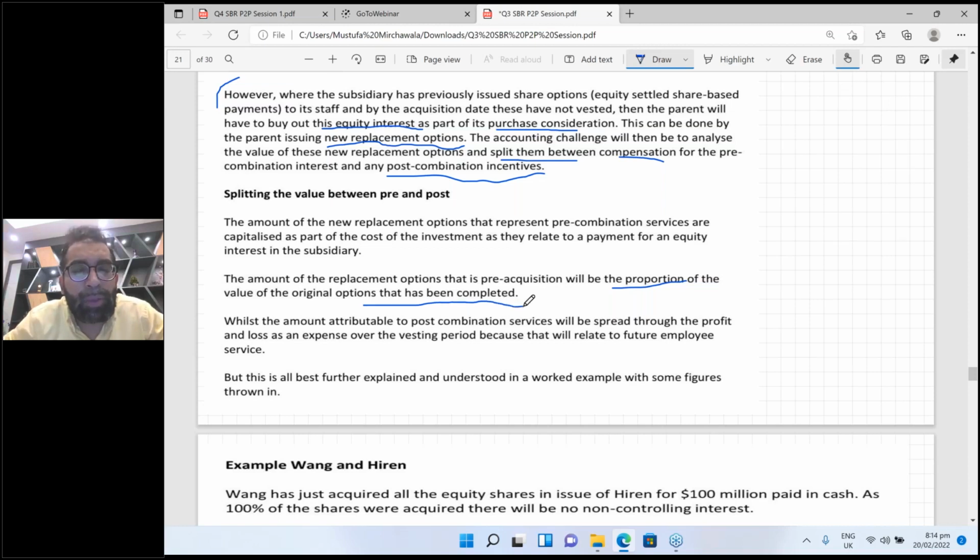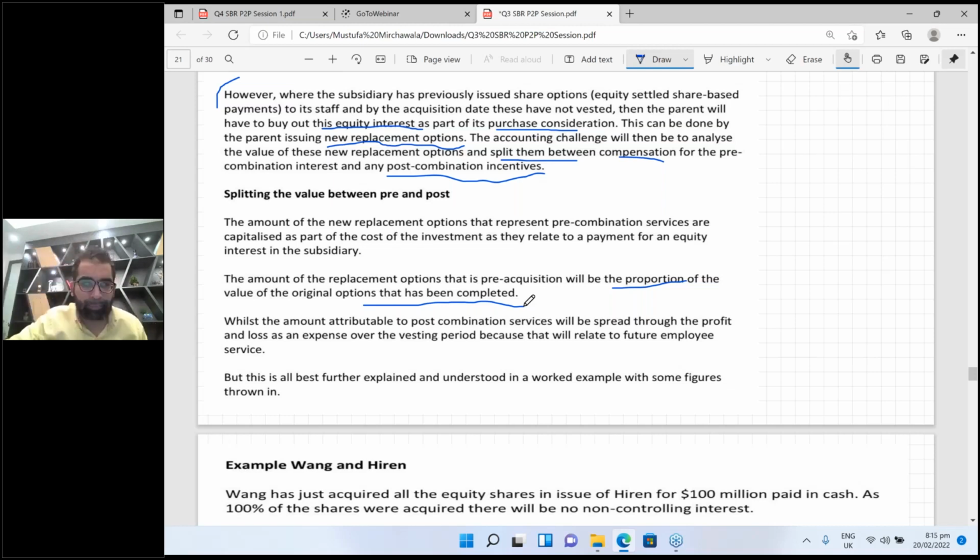For example, the total vesting period allotted by S company originally was 5 years, but right now at the date of acquisition only 3 years have been passed. So that means 3 upon 5 is the fraction for the pre-period.